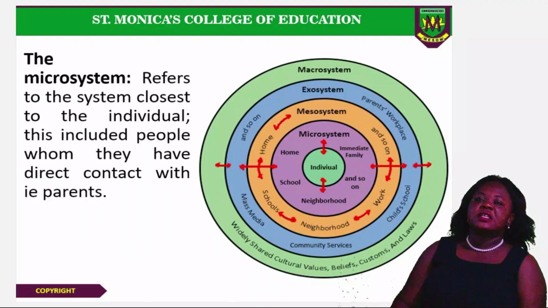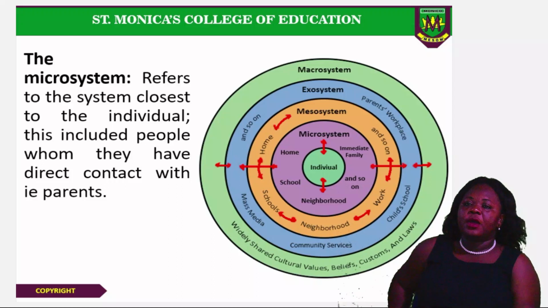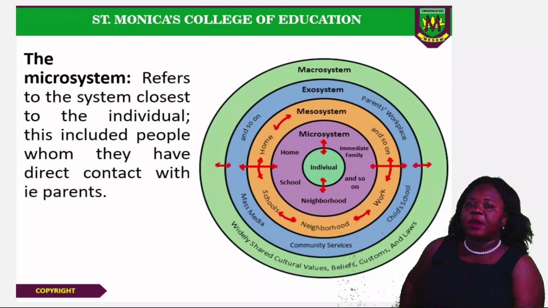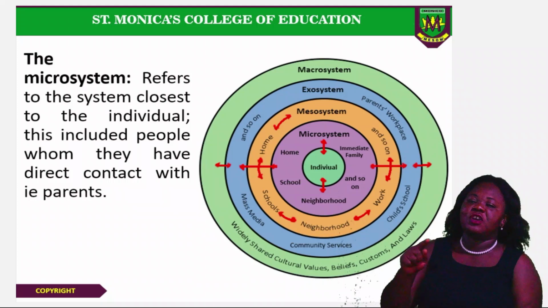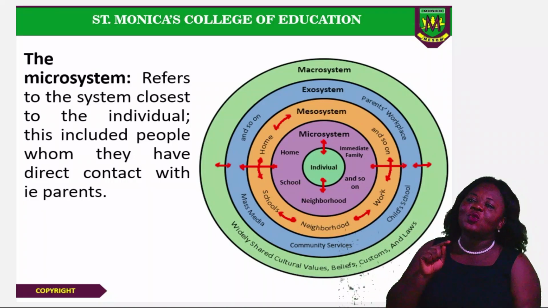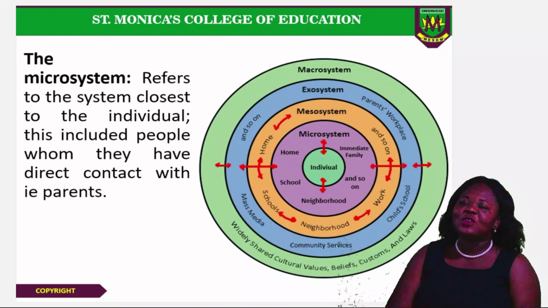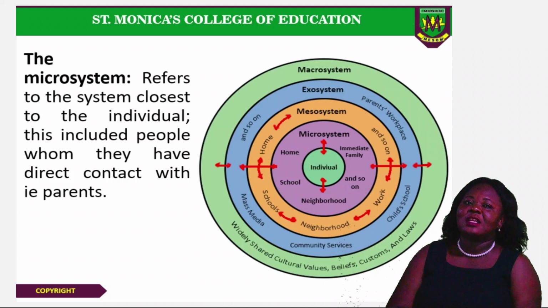Okay, so I've already discussed the various levels of the ecosystem, but I want to give you a pictorial representation of it. The first one is the micro level. When you look at the diagram, I said it is represented in a concentric manner. Concentric means in a circular manner. So when you look at the innermost circle, we've written individual. It refers to the microsystem, which is the system closest to the individual. And this includes people whom they have direct contact with. The example is the parent.